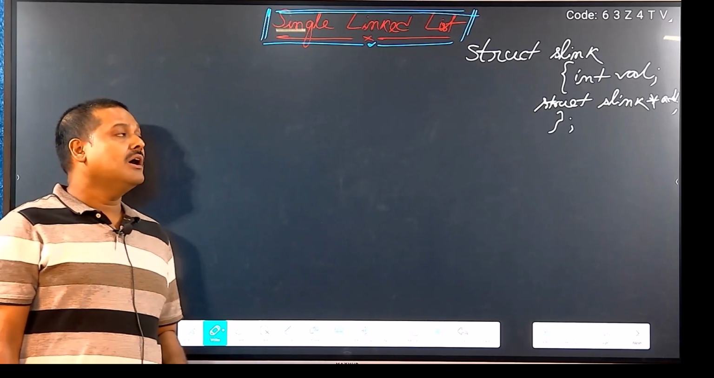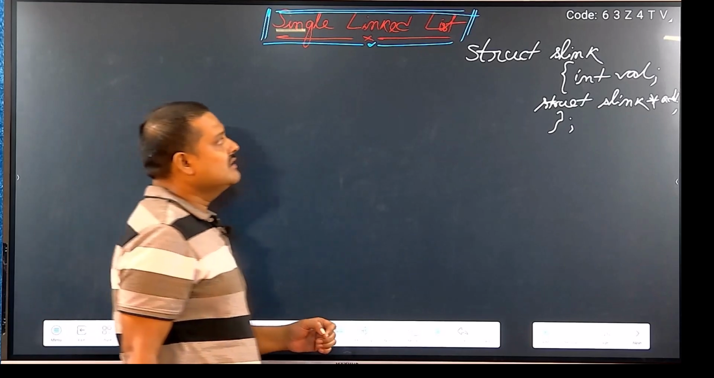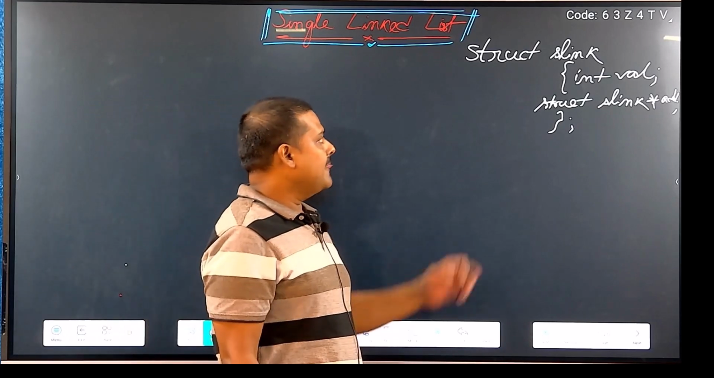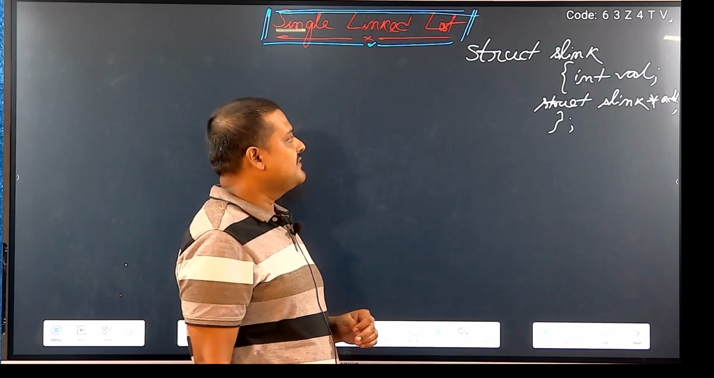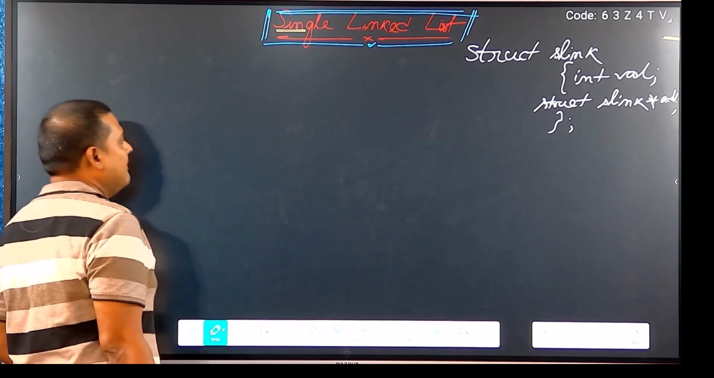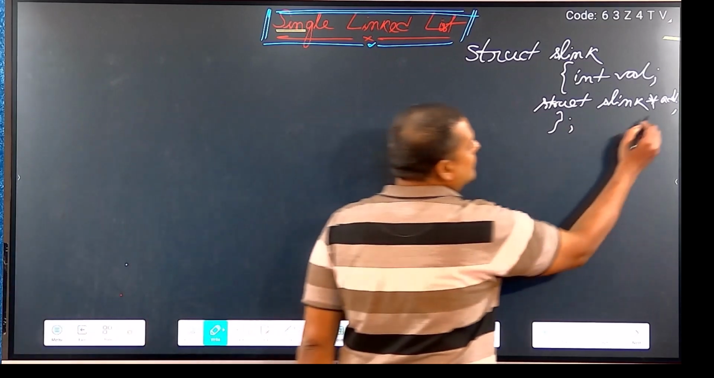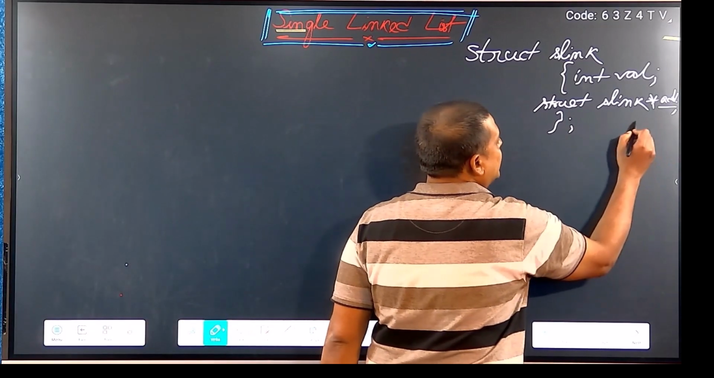Let us have a look at how we can implement the single linked list. This is our template struct, slink is the data type, and there are two different members, one is val, another one is address, add. Now, have a look at how we can implement the single linked list. This is add, this is a pointer variable.